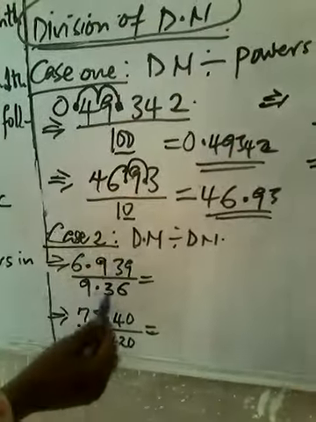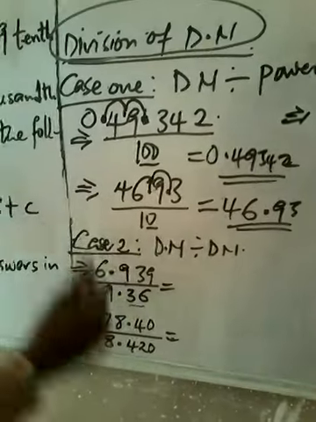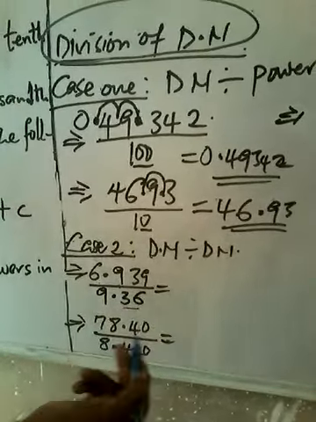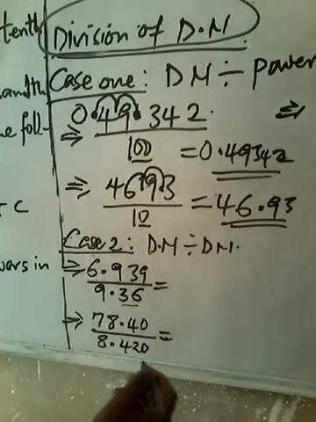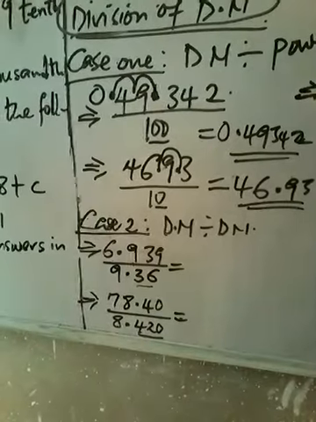So in this place, you have 2 decimal places at the denominator. You multiply up and down by 100. In this place, you have 3 decimal places. You multiply up and down by 1,000.